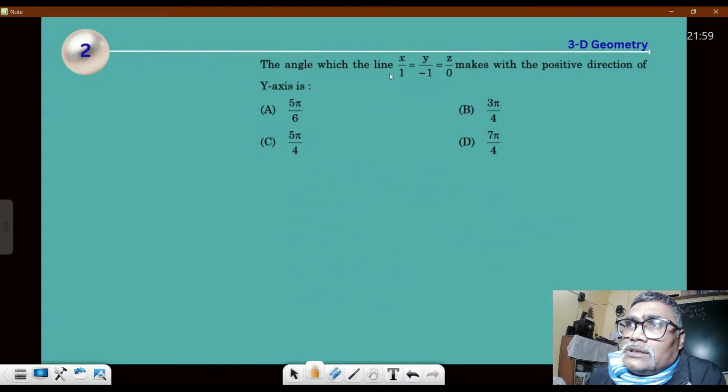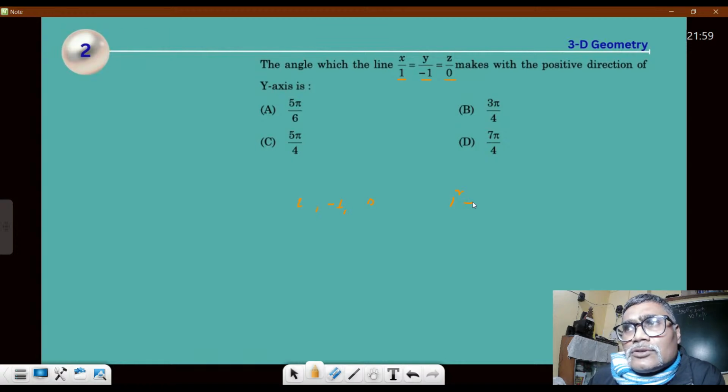The angle which this line makes with the positive direction of y-axis. Positive direction of y-axis. Okay, now you see whatever we get in the denominator. Whenever I write the line in this form, this is known as the symmetric form. Then the denominators are either direction ratios or direction cosines. So you first check whether they are direction ratios or direction cosines. So my numbers are 1, -1 and 0.